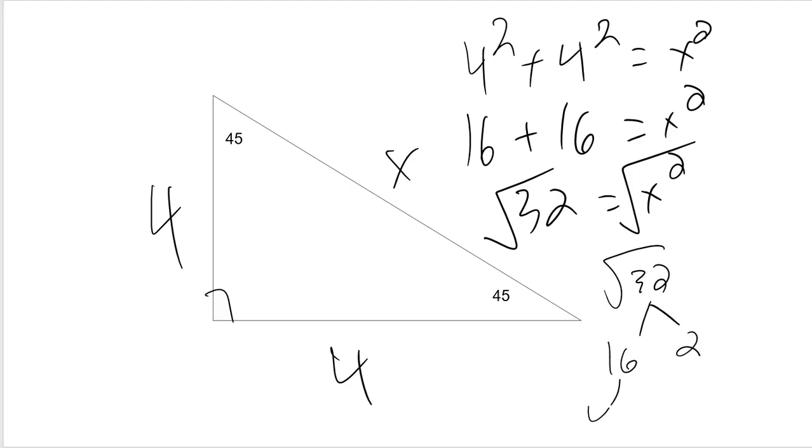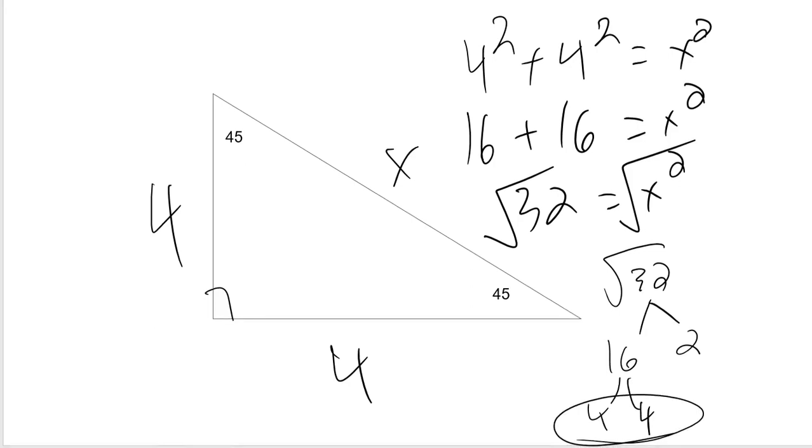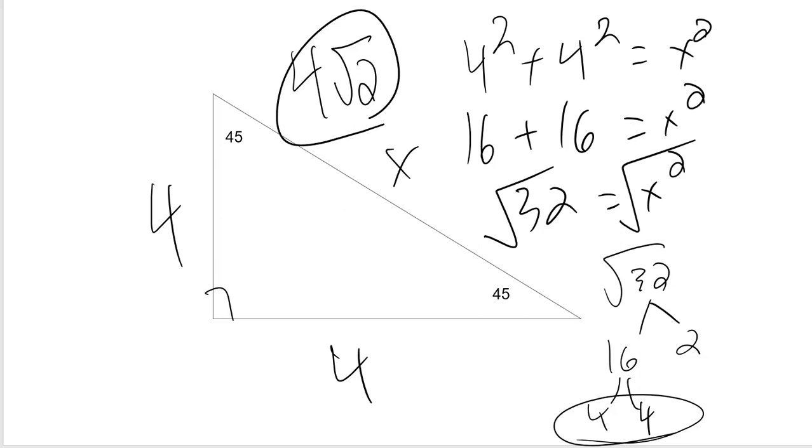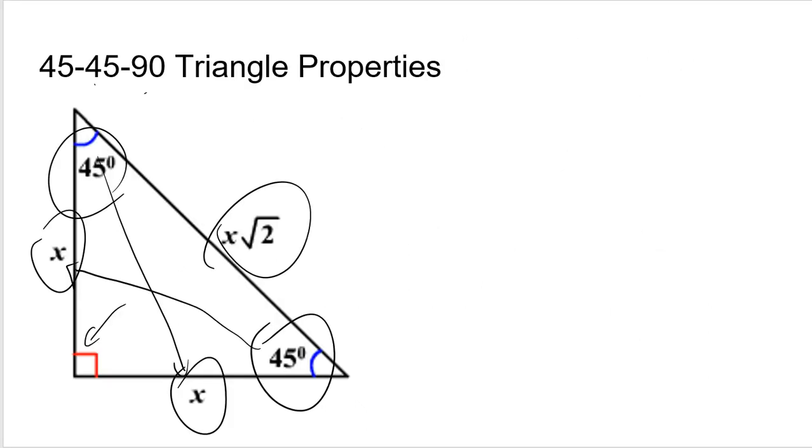16 and 2, and 4 and 4, and I could keep going, but I'd run out of room on the screen. I got a pair of 4s here, so that means x is going to be 4 root 2. And if you kept going, you'd have two groups of 2. 2 times 2 is 4, and the 2 left on the outside. So you see that's exactly what it is.